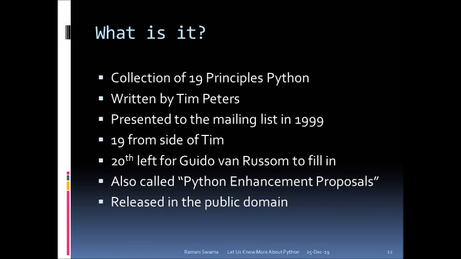PEP is the short form of Python Enhancement Proposals. So Python Enhancement Proposals is the full form of PEP. The 20 stands for the 20 principles, out of which 19 have been announced. The 20th one is still left for the founder, the father of the programming language. It was released in the public domain.